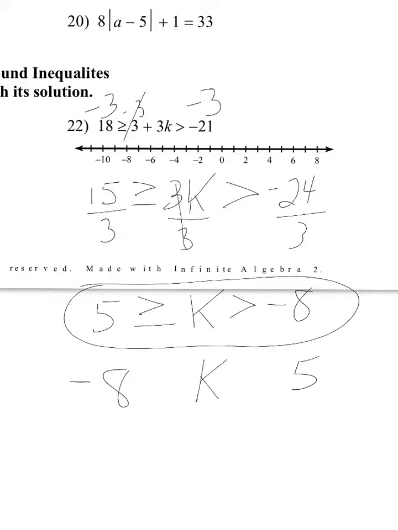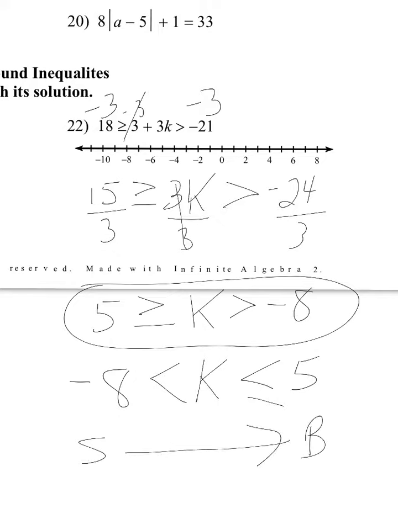Now notice the inequality signs. The 5 was bigger than or equal to k, so if we want the 5 bigger than or equal to k, that says that there. And the k was bigger than negative 8, so we want that there. Okay, now we didn't do any dividing by a negative or anything. I just like to go from small over to big here.